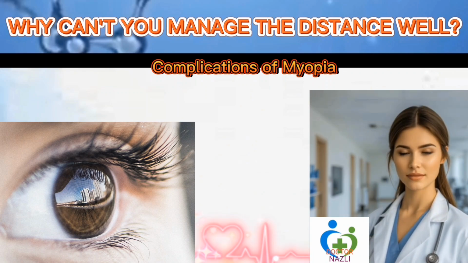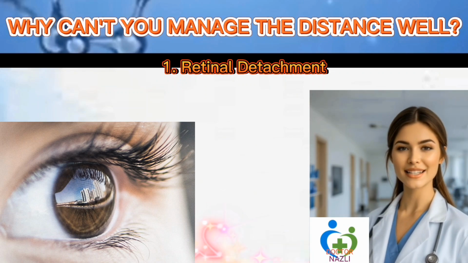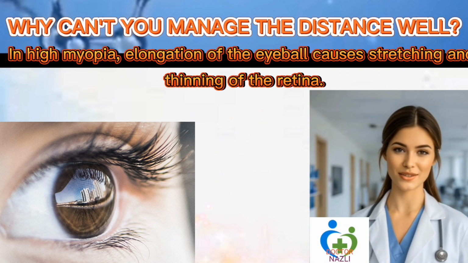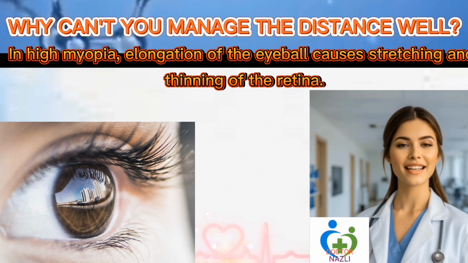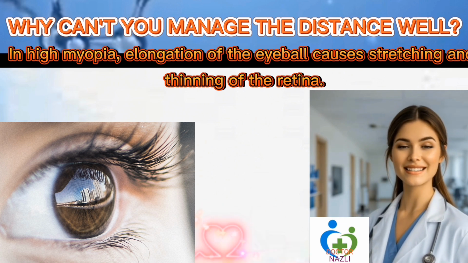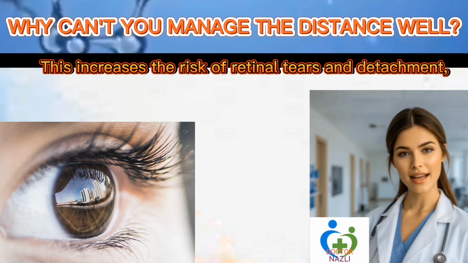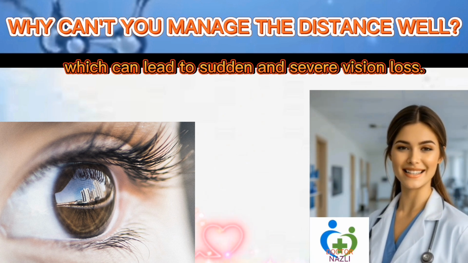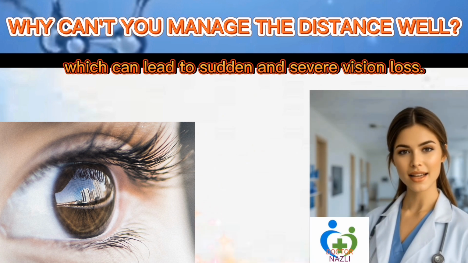Complications of myopia. 1. Retinal detachment. In high myopia, elongation of the eyeball causes stretching and thinning of the retina. This increases the risk of retinal tears and detachment, which can lead to sudden and severe vision loss.